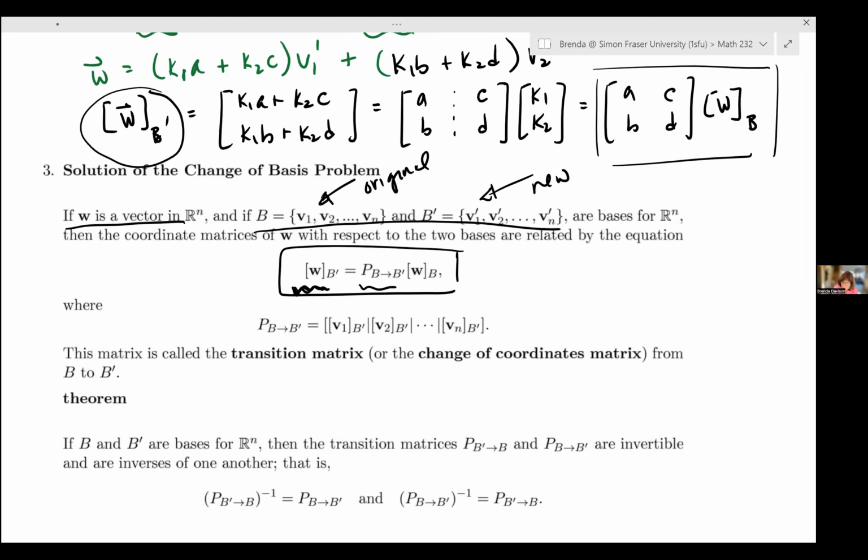It's going to be some matrix, which we call the change of basis matrix. And we then multiply that by the coordinates of the vector in the original basis. And this is what the columns of the change of basis matrix look like. So we are changing from basis B to basis V prime. We form a matrix where the columns of the matrix are the basis vectors from the original basis represented with respect to the new basis. We call that the translation matrix, or the change of coordinates, or the change of basis matrix.